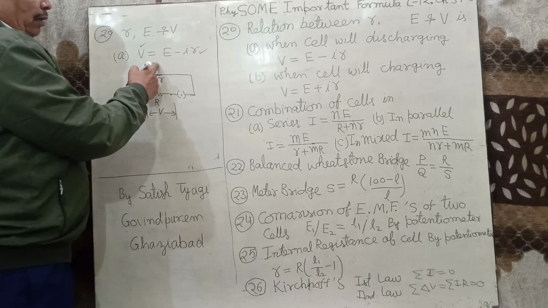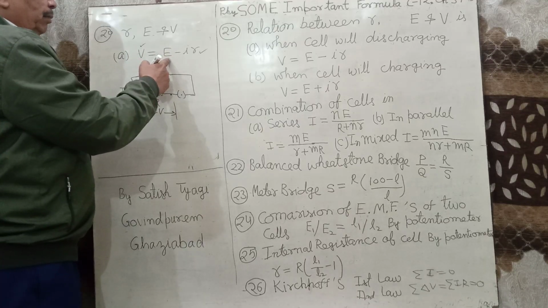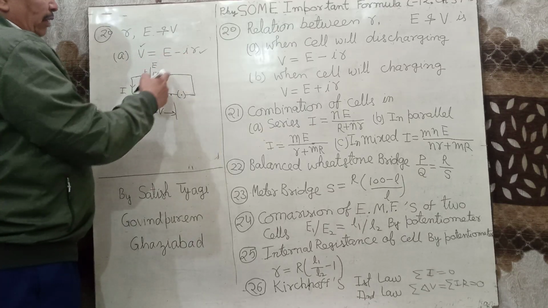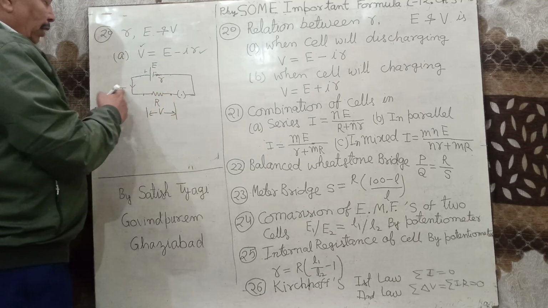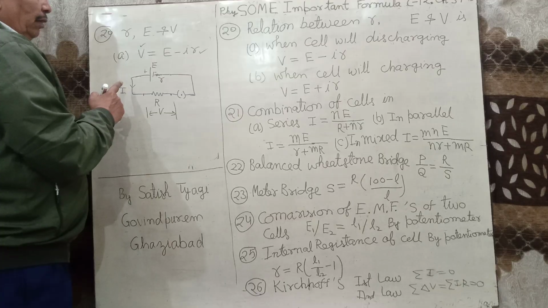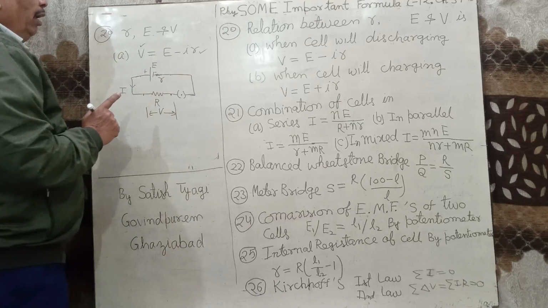E is the EMF of the cell. Small r is the internal resistance of the cell. I is the flow of the current. This is the circuit.